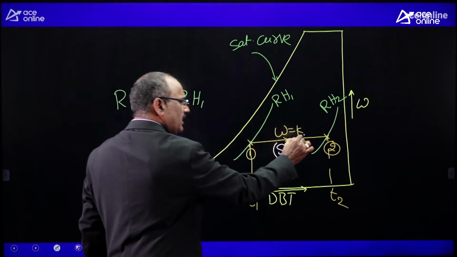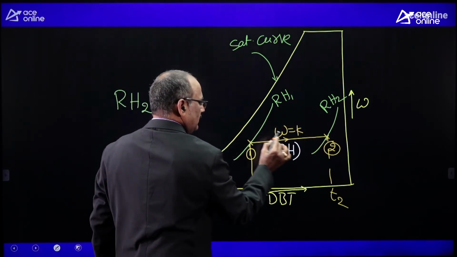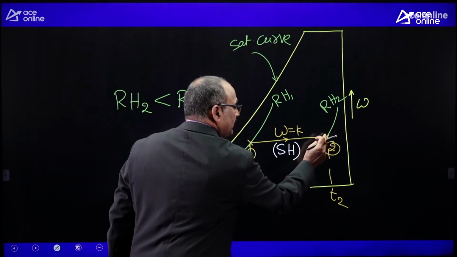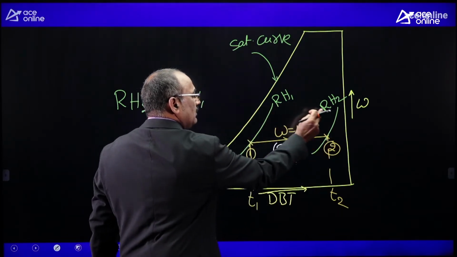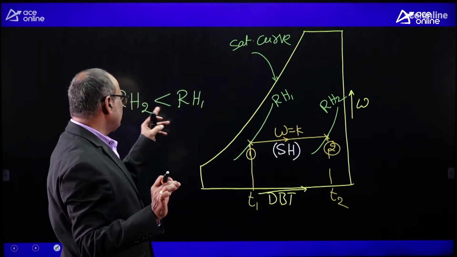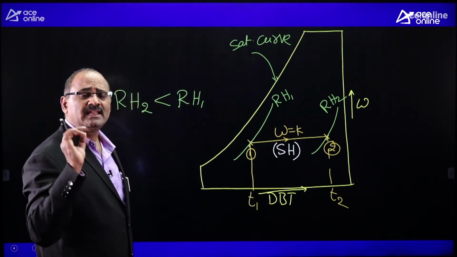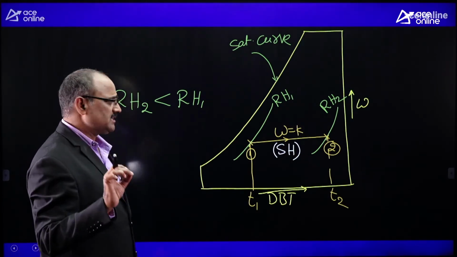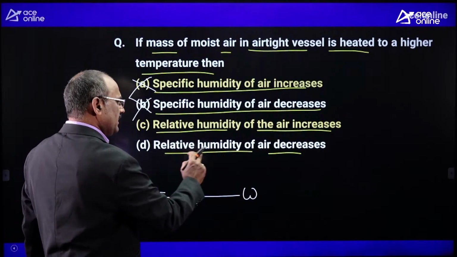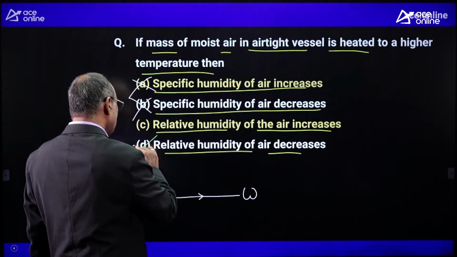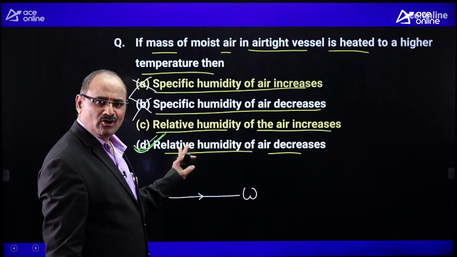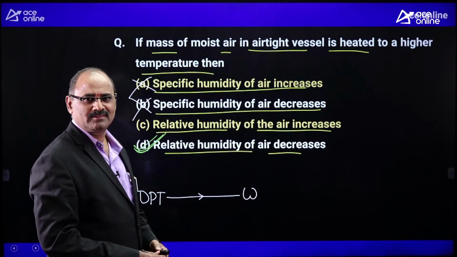Because the curved line which is passing through state 2 is far away from the saturation curve. Therefore, the relative humidity at state 2 is less than that of state 1. It means indirectly during the sensible heating process, the relative humidity decreases. The relative humidity of the air decreases. Therefore, you can select the option D. I hope all of you clearly understood.